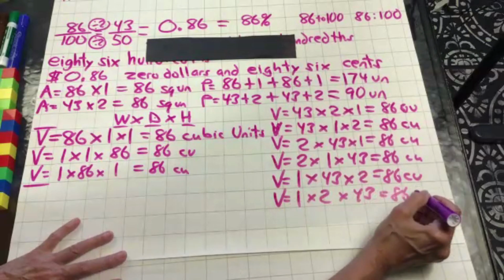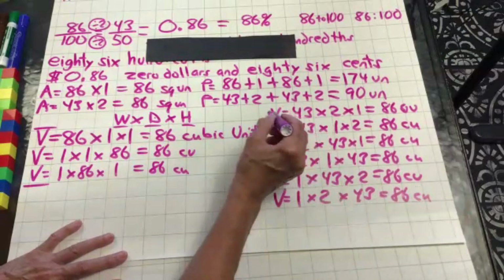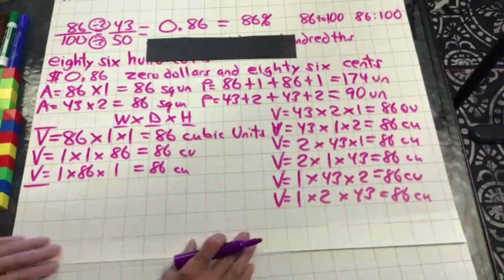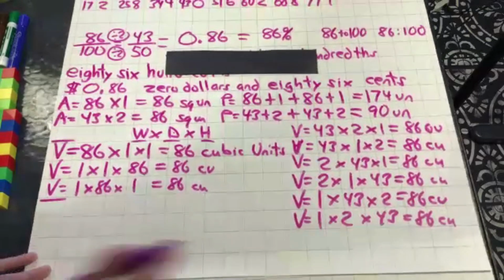So when I have 3 different numbers, I should be able to write it 6 different ways. 1, 2, 3, 4, 5, 6. Boom, we're done. That's all for the number 86.